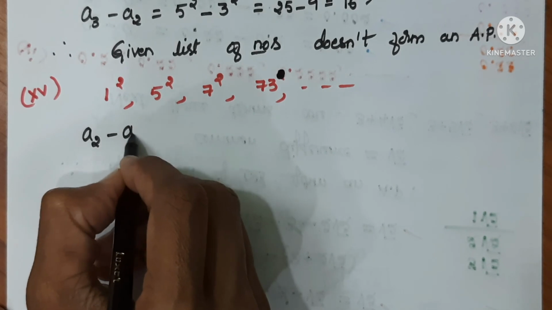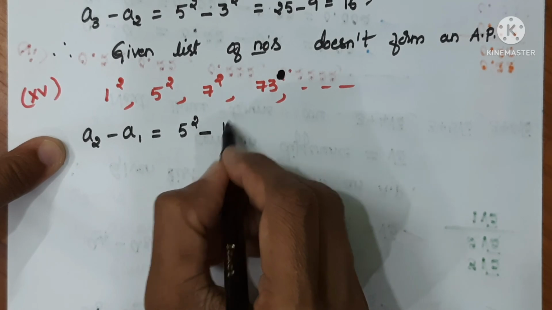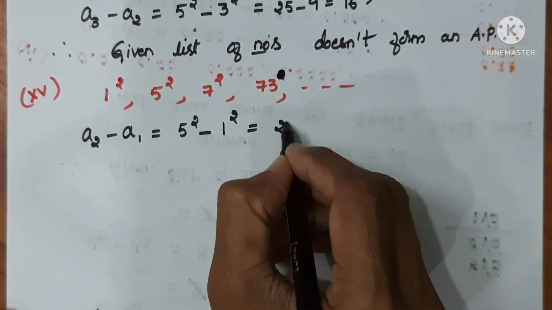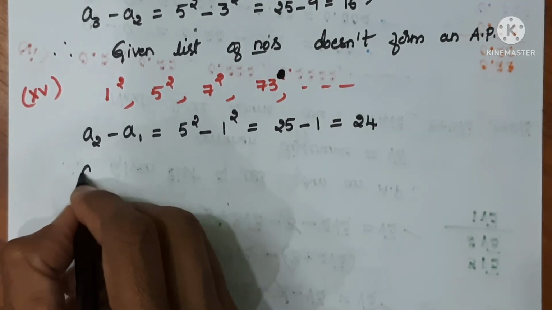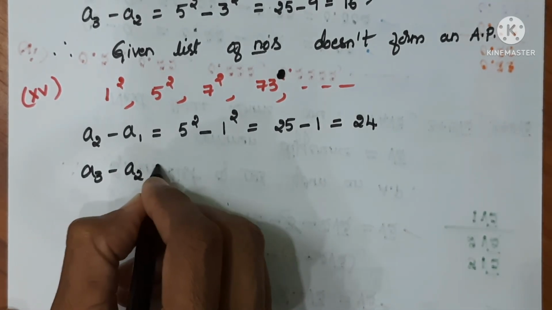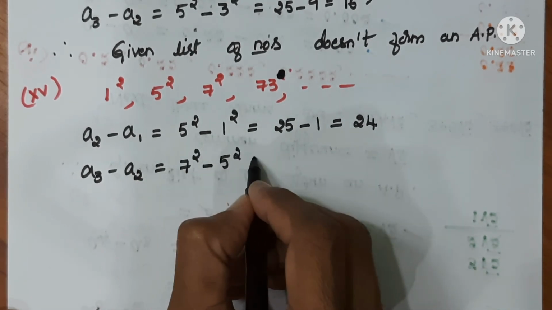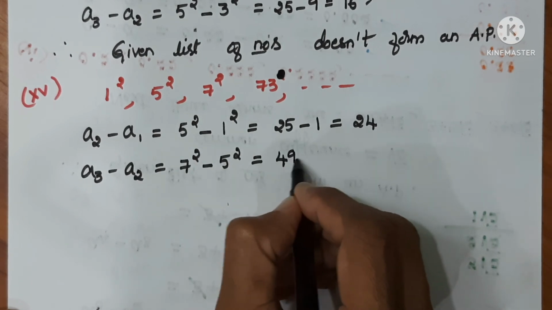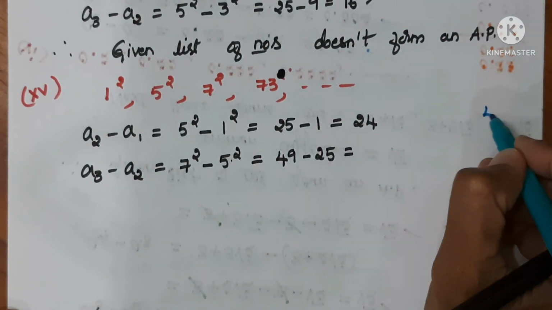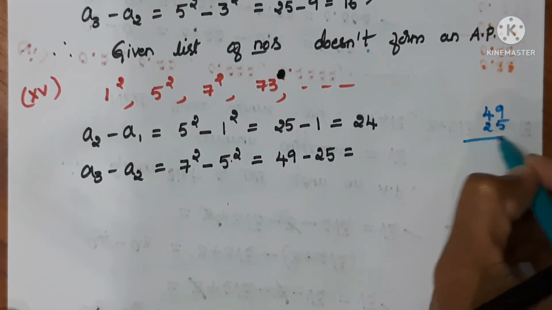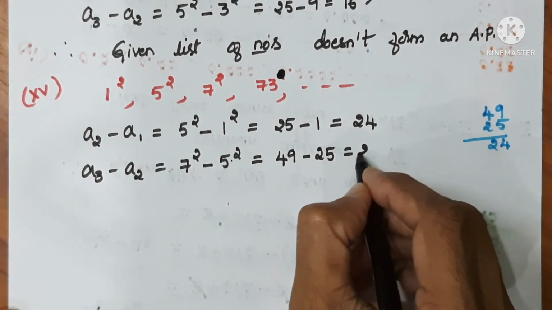A2 minus A1 equals 5 square minus 1 square, which is 25 minus 1, which is equal to 24. Now A3 minus A2 equals 7 square minus 5 square. 7 square is 49 minus 5 square is 25. We have to subtract 49 minus 25. 9 minus 5 is 4, 4 minus 2 is 2. So the difference is 24.